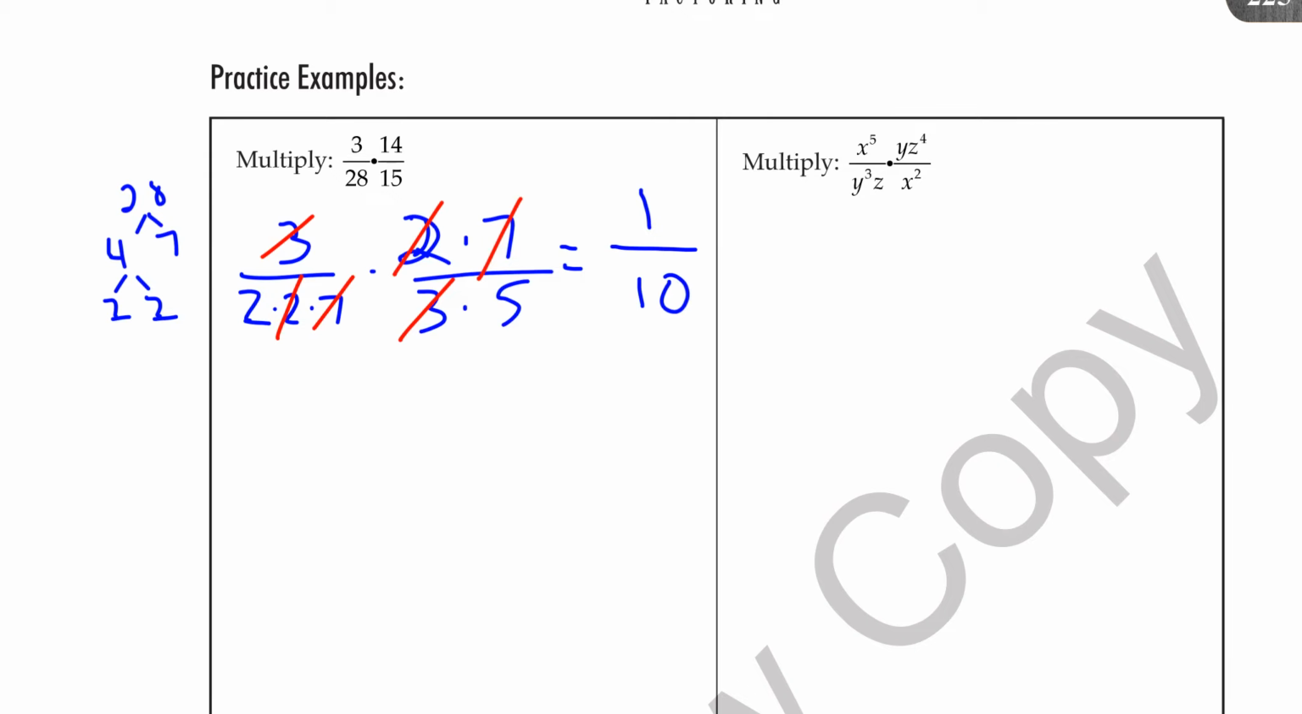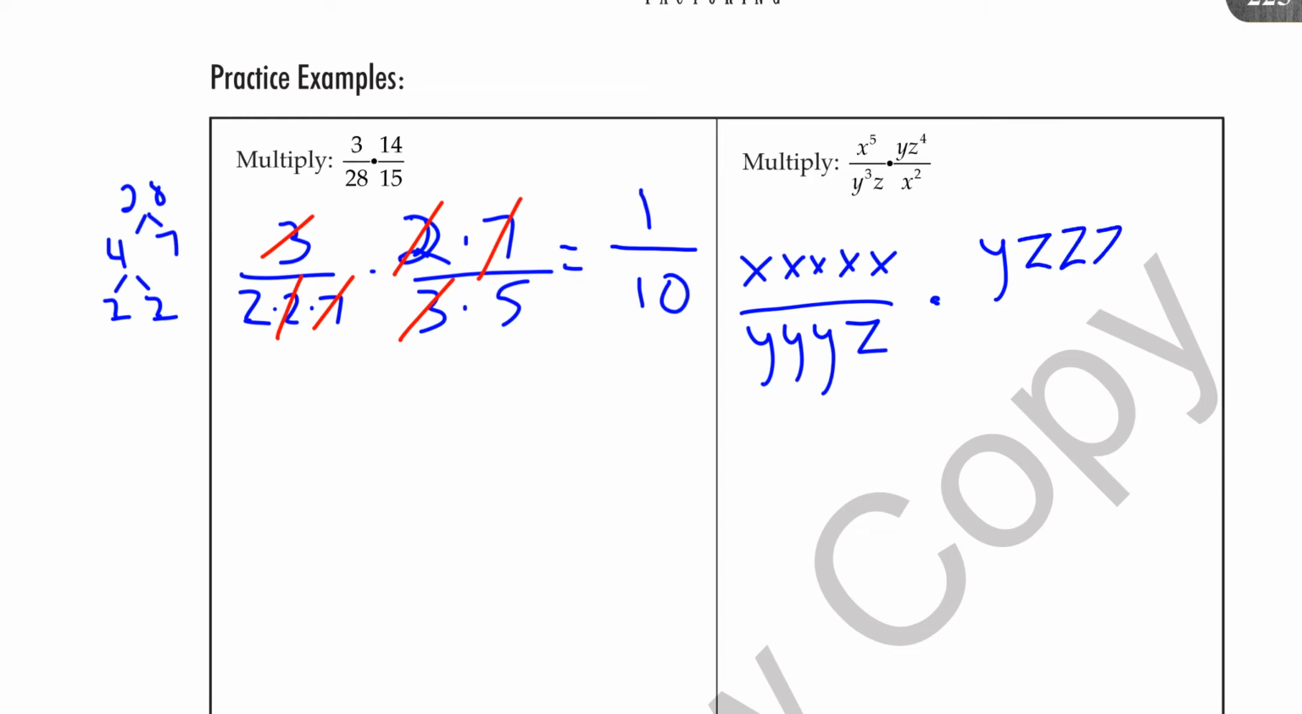I'm going to do the same thing over here with the variables. These are just monomials, so we're just going to tear that multiplication all apart, starting with x to the fifth, 1, 2, 3, 4, 5, over y cubed. After you get some experience with this, you probably won't have to write all this out, but it's okay to start with writing things out. In the numerator over here, y times z to the 4, so that'd be 1 y and 4 z's, over x squared, which is 2 x's.